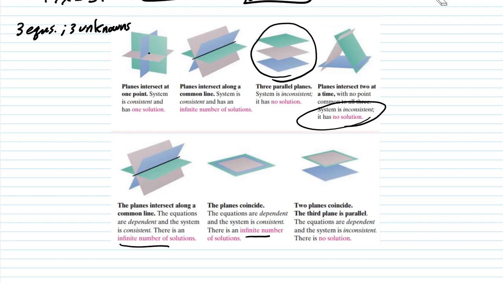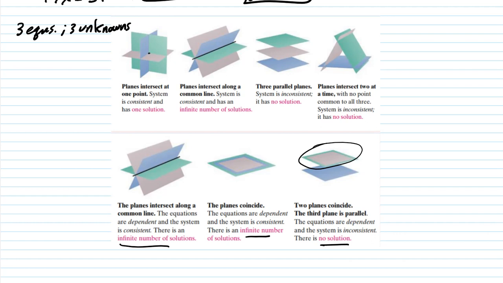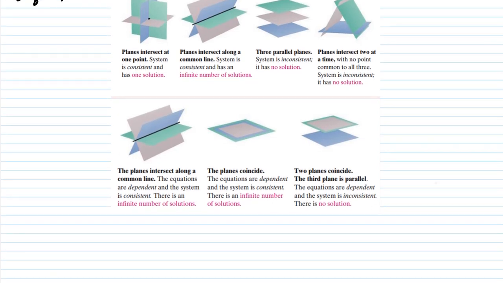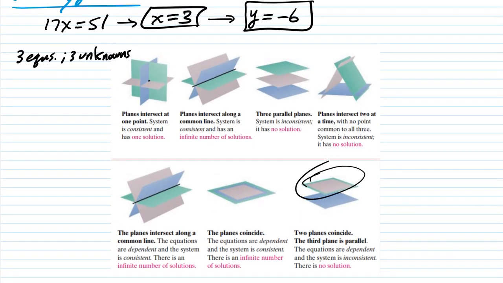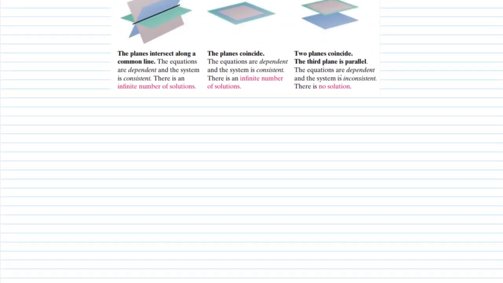All right. And we can also have no solution when two planes coincide and those two are parallel to the third plane. And that's how we can get, again, a system that is inconsistent. Okay. It does have two dependent equations here because those two surfaces coincide. And that's what this says. The equations are dependent. The system is inconsistent in this case because there's no point of intersection. So a number of things could happen.